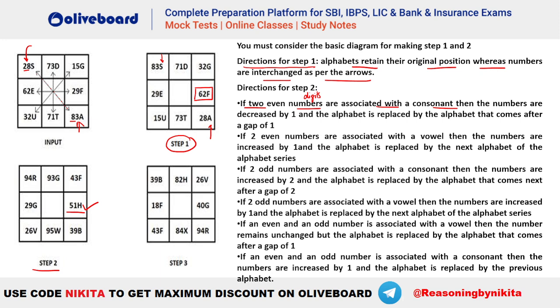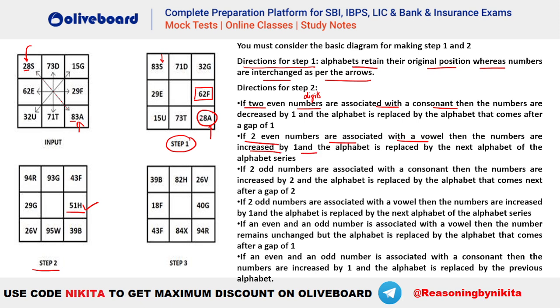You can see 28 is even, right? 2 is also even, 8 is also even, but A is not a consonant. A is a vowel. Okay? Chalo. Uske baad dekho. If two even numbers are associated with a vowel like 28A, right? 28A is there. So then the numbers are increased by 1.